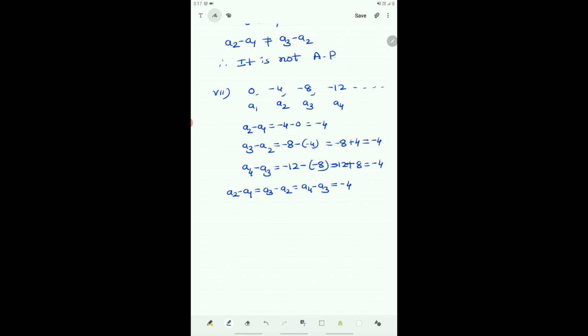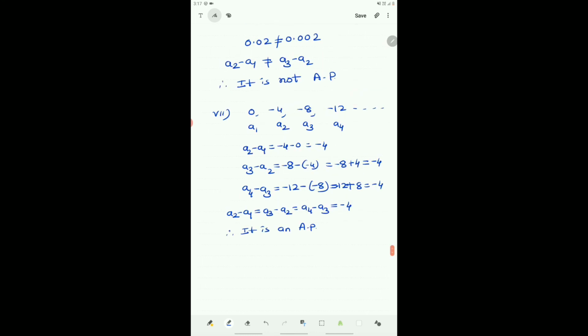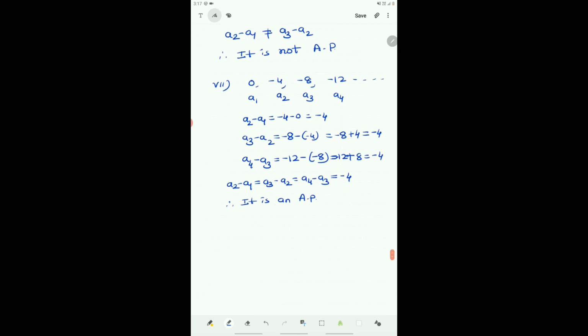You can write therefore it is an AP. Next, what is D here? D, you know, these are only D. So you can write D is equals to A2 minus A1, that is equals to minus 4.